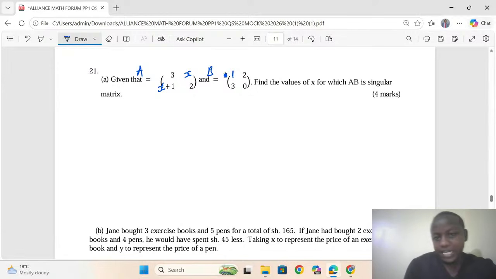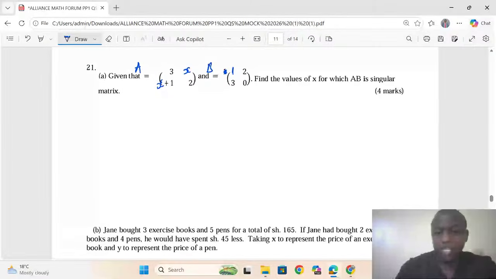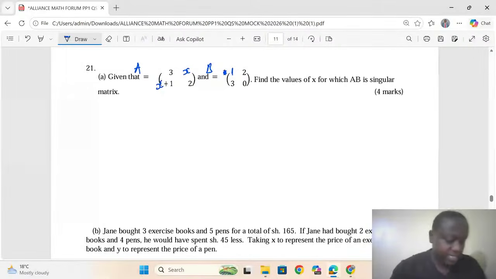Find the values of x for which AB is a singular matrix. AB means the product of A times B. So we can check the multiplication of the 2 matrices first.